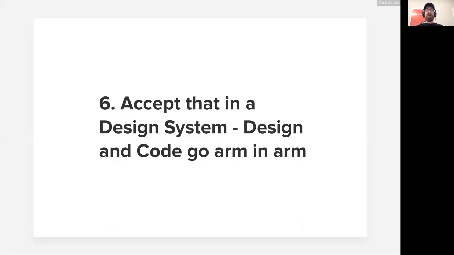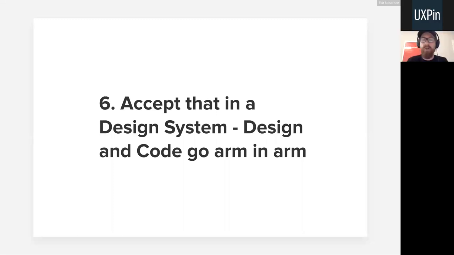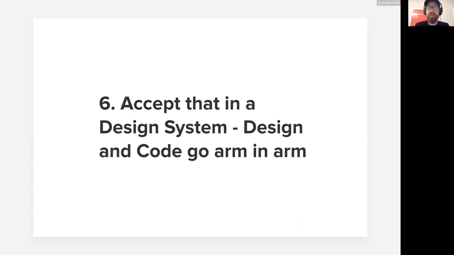Okay, so we have building blocks. Let's imagine that we have all the building blocks and all the rules defined in the system. It's time to start working on patterns. It starts to refactor some code and increase consistency of what we have. To do so, you have to accept that in a design system, design and code go arm in arm. This is the place where design and code converge as a process.